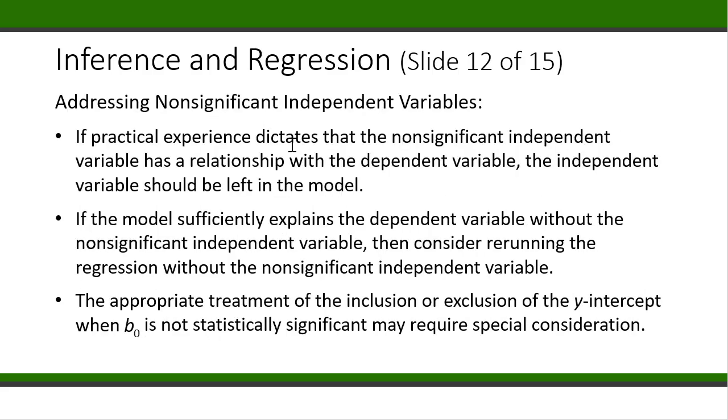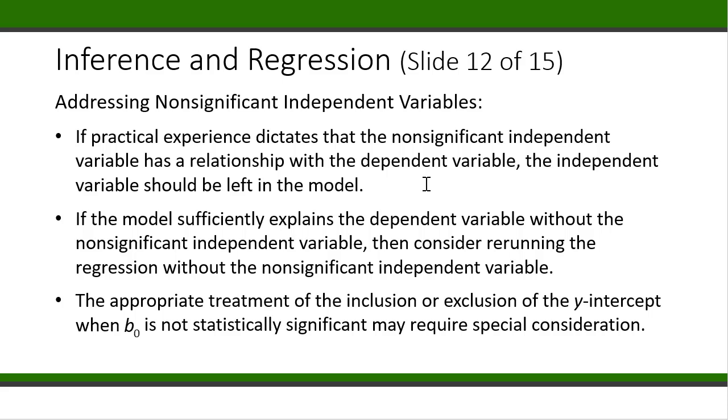So some common rules of thumb, then, when you have non-significant independent variables: if there is reason to believe the non-significant independent variable has a relationship with the dependent variable, the independent variable should then be left in the model. It's saying there's some type of relationship. It's not significant, but go ahead and leave it in. Sometimes this means it adds some value in predictability and reducing that overall error measure.